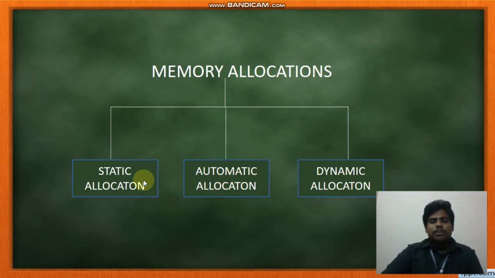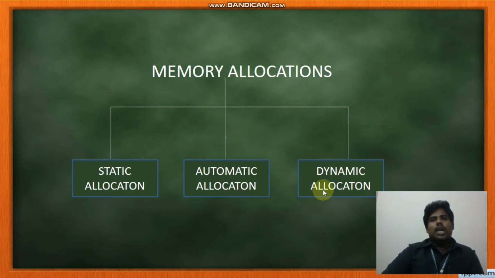What is the difference between static, automatic and dynamic? In static and automatic, the memory size, the size of the variable, is fixed. For example, globally you declare int a, which means the size of a is 2 bytes. We can't change the memory allocated for the variable. In static and automatic allocation, we can't change the size. It is predefined. If it is an integer, it is 2 bytes. If it is a float, it is 4 bytes. If it is a character, it is 1 byte. Like that, it is fixed.